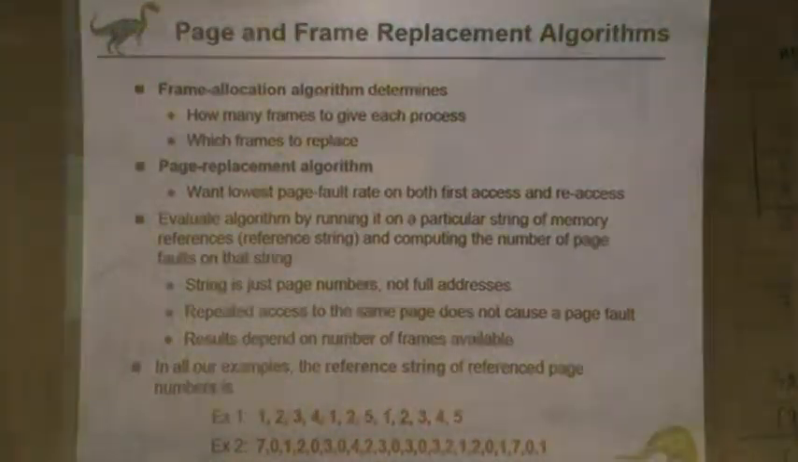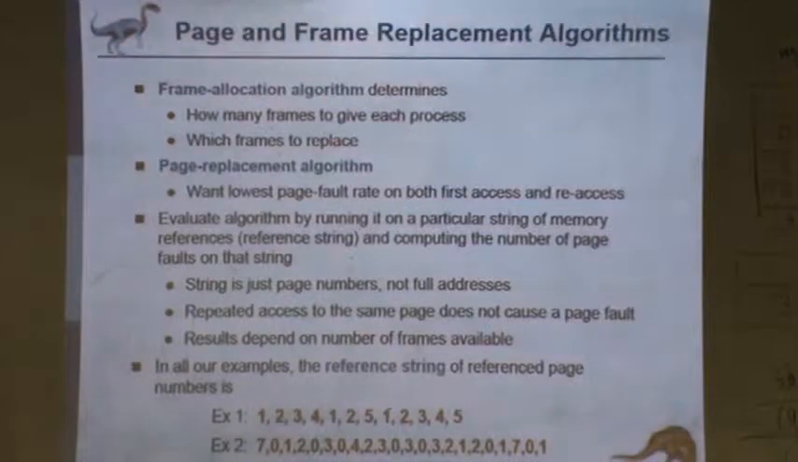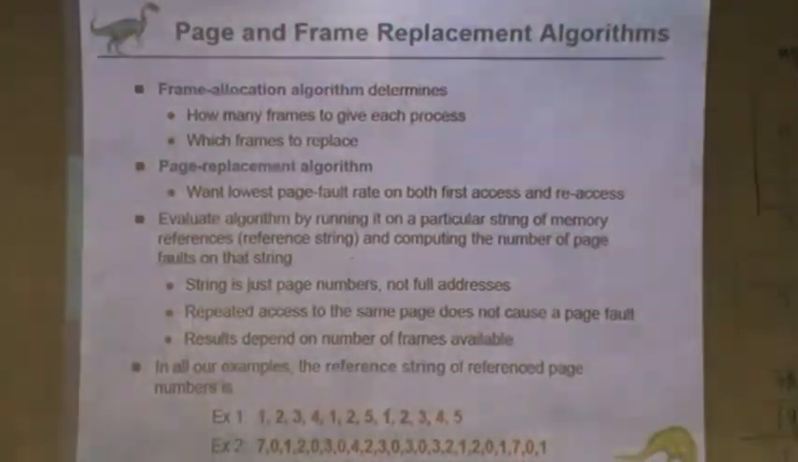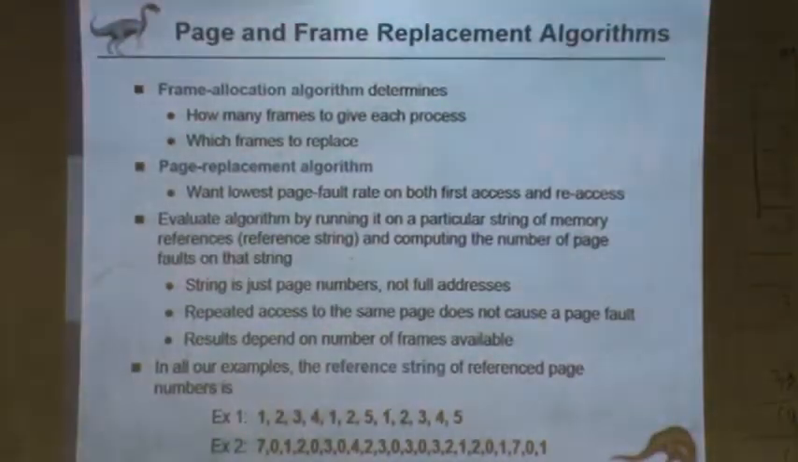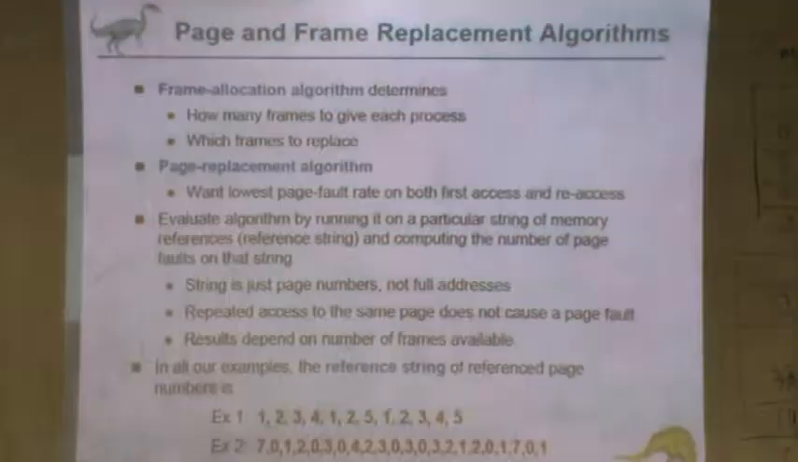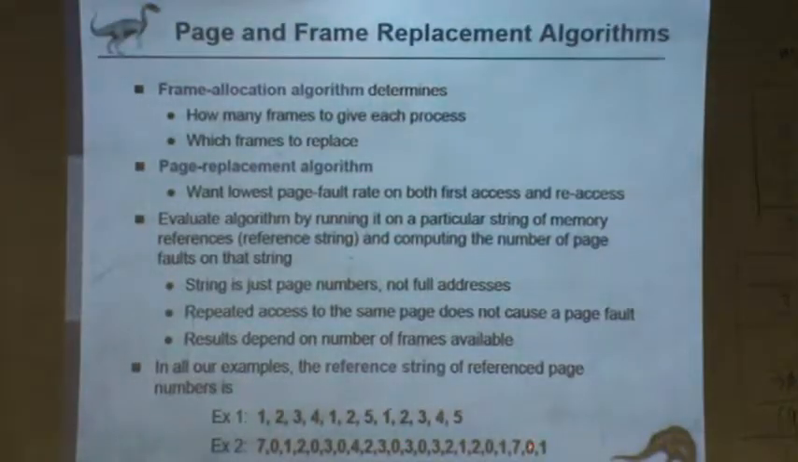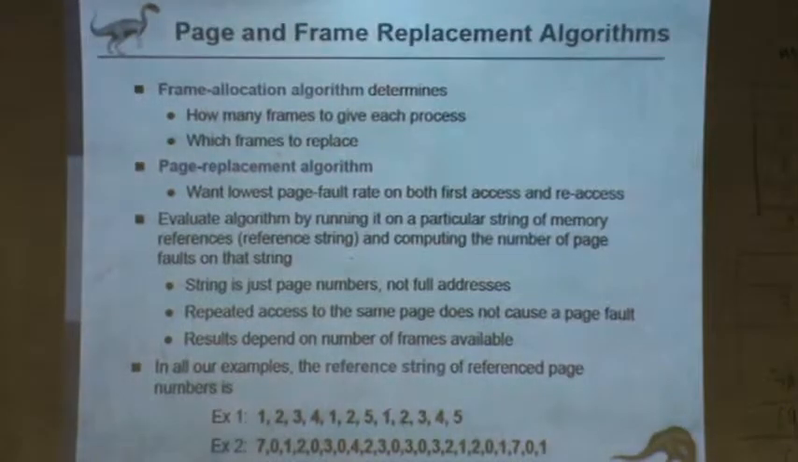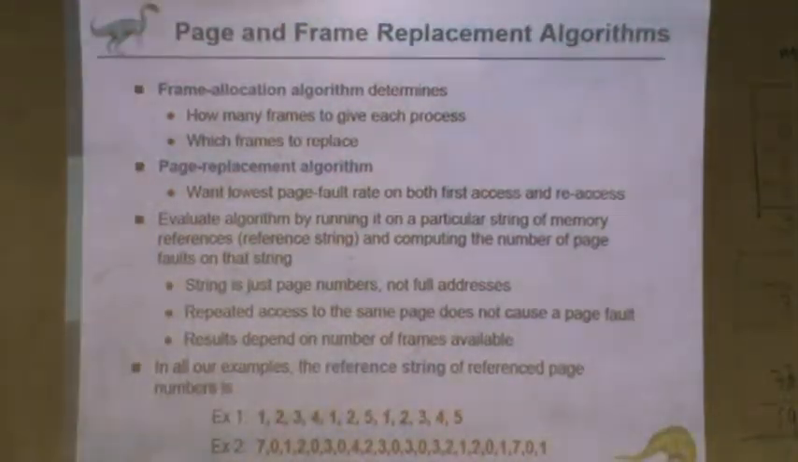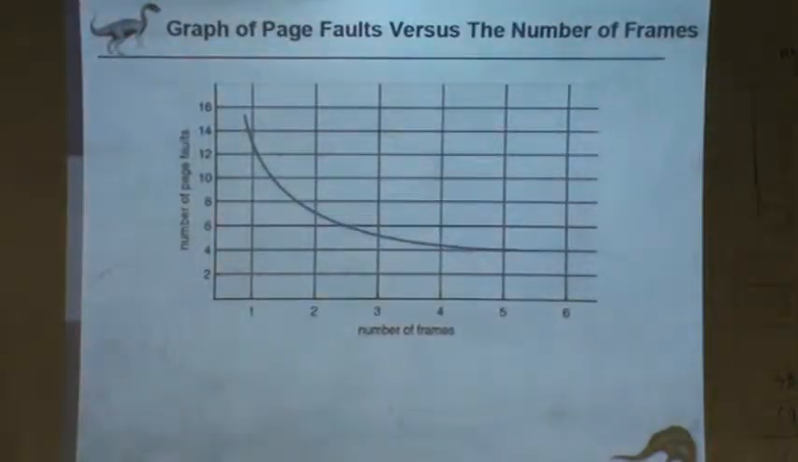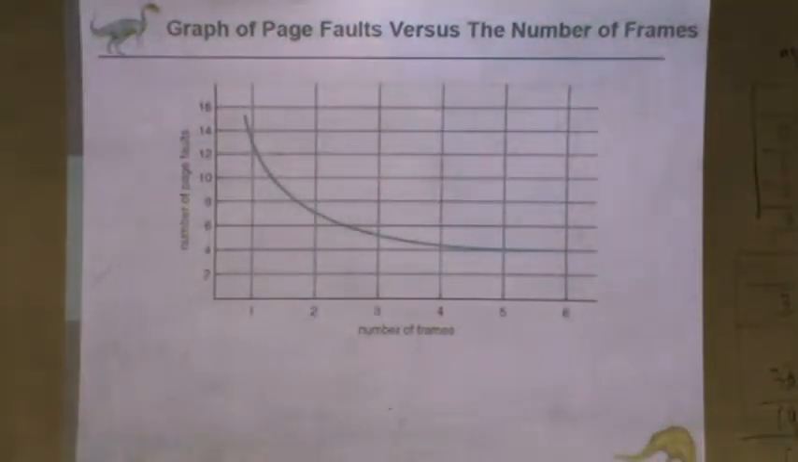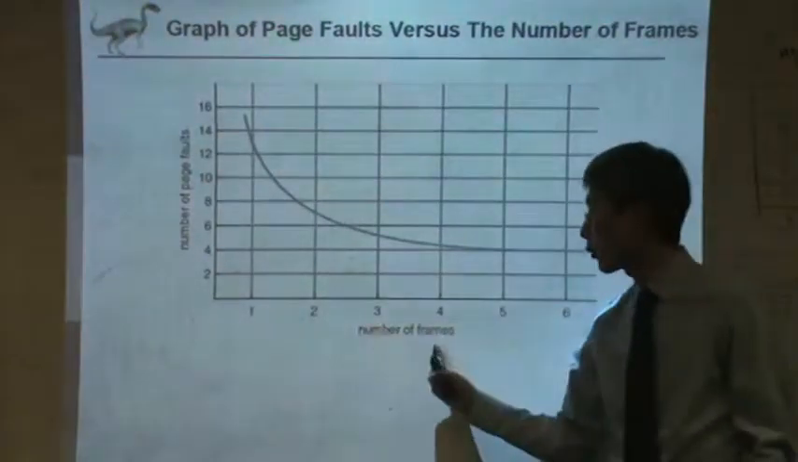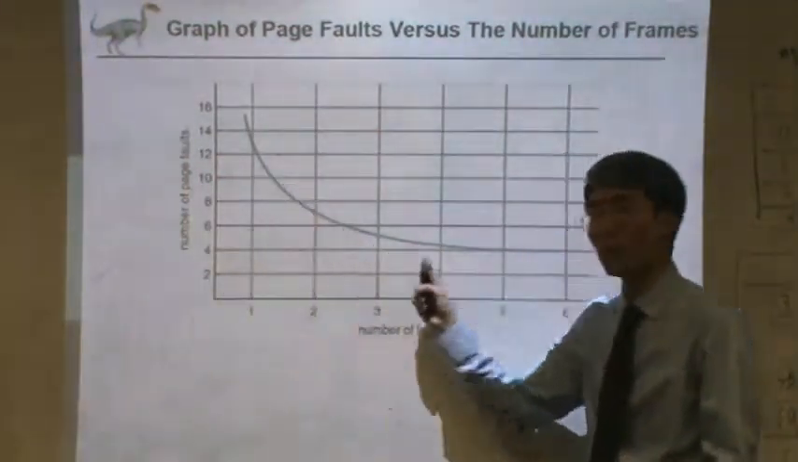Okay, so we are going to use this. In your project B, you are going to implement this algorithm. The algorithm itself is simple. The input is the reference string, and the output is how many page faults. Page faults will determine the performance. Usually, the more physical memory you have, the better the performance.